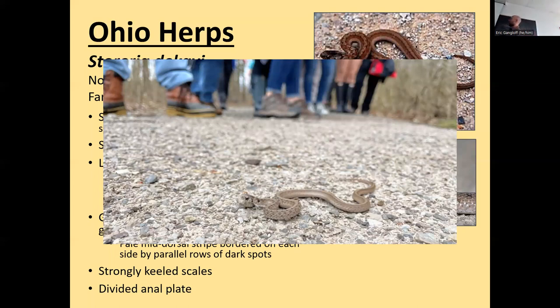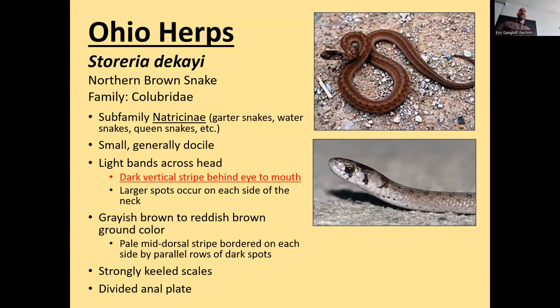And so I got a nice picture. Actually, I like this picture a lot. One of these guys, you can see the color pattern and the line, this distinguishing black line right here with our feet in the background. So Storeria dekayi, northern brown snake.